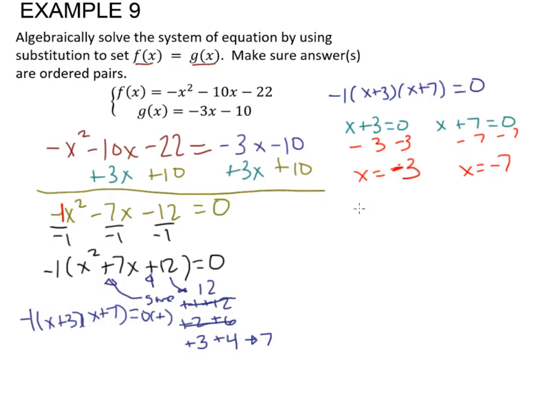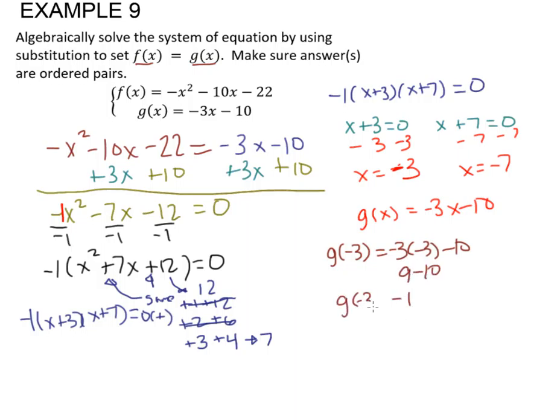Okay, now we plug those into g of x equals negative 3x minus 10. I choose this one because it's the easiest one to plug into. It's just a single multiplying, there's no squaring. So we're going to plug in the first one, g of negative 3 equals negative 3 times negative 3 minus 10. Negative times a negative is a positive. 3 times 3 is 9. Minus 10 is negative 1. So g of negative 3 equals negative 1.